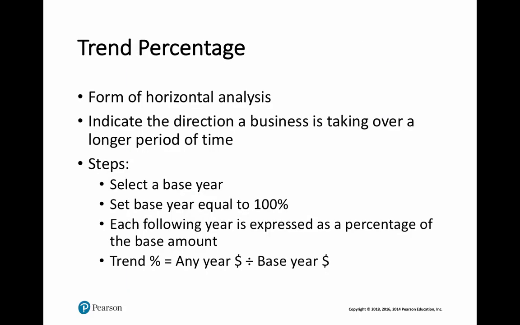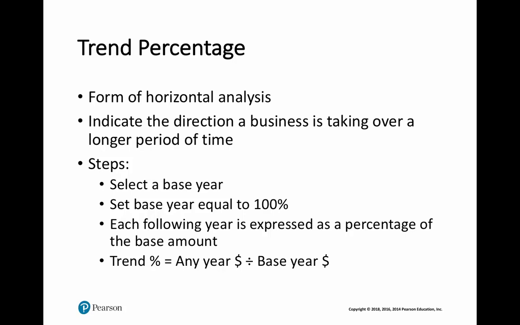That's our next form of horizontal analysis. This just indicates the direction a business is taking over a longer period of time. So again, we select a base year and set the base year equal to 100%. We're looking at 2016 for our supermarket company. As we go over 5-10 years, we're going to look back at all our changes: 17, 18, 19, 20, 21, 22, 23. We're looking at all those years, and we're going to compare them back to that 2016 base year.